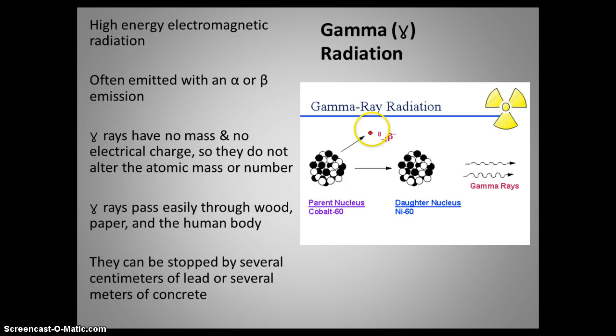I want you to think about the difference, why it only takes centimeters of lead and meters of concrete to stop this type of radiation. So gamma radiation, here we have cobalt-60, that's what we're starting with. This guy's going to emit a beta particle, an electron, so we're going to get some nickel, and then the gamma radiation is also going to be emitted. So it's not factored into the equation because there is no mass and it has no atomic number.